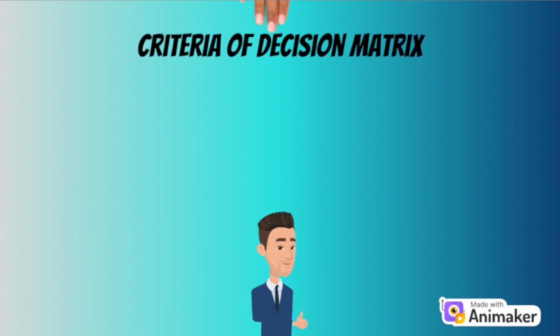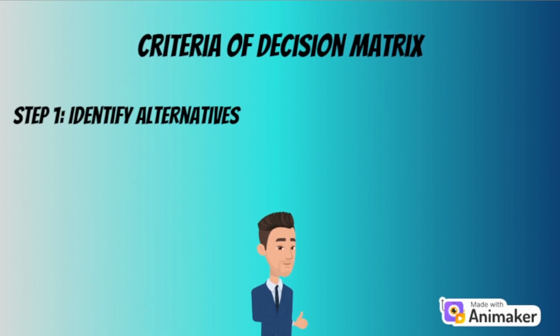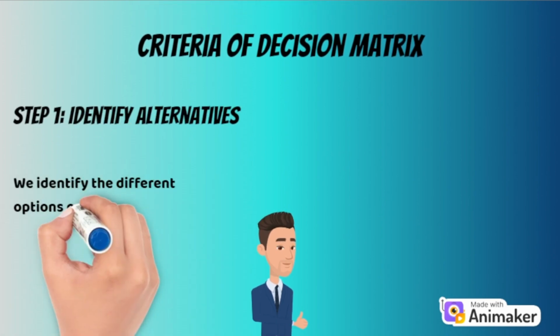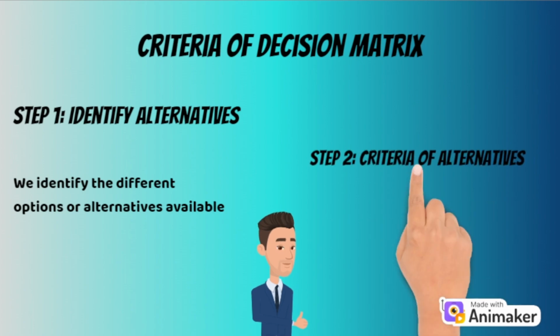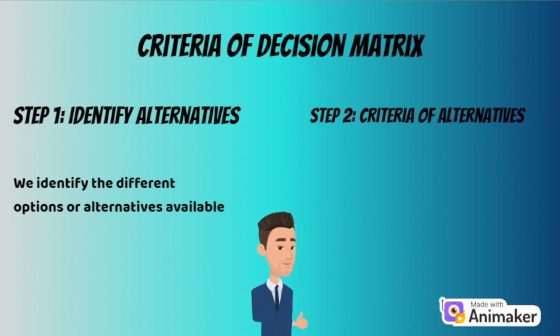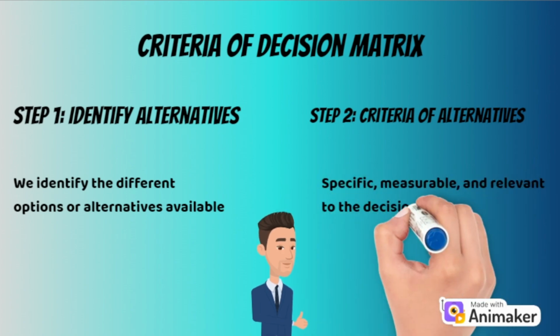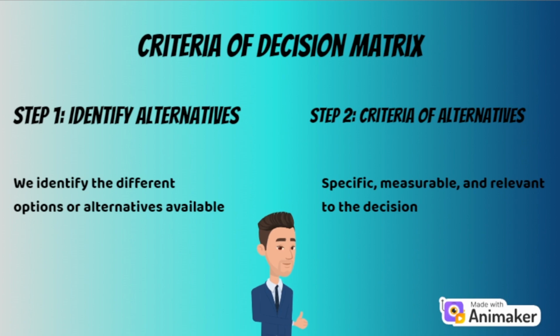For step 1, identify alternatives. In this step, we identify the different options and alternatives available for the decision at hand. Step 2, state the criteria. For sure, every alternative might have its own criteria which will determine our decision. It should be specific, measurable, and relevant to the decision. Examples of criteria might be cost, quality, time, risk, customer satisfaction, and so on.